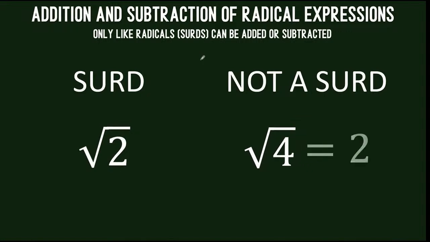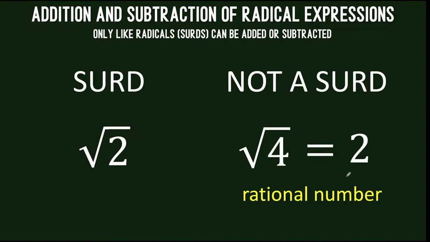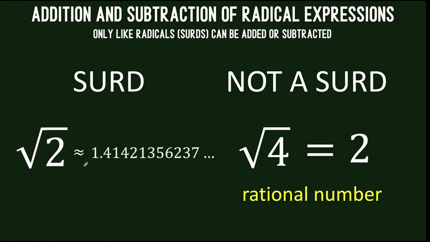What's the difference between the two? The square root of 4 is equal to a whole number 2, and 2 is a rational number. While the square root of 2 has an approximate value of 1.41421356237, and this is a non-terminating, non-repeating decimal. In other words, a surd is an irrational number, whereas some radicals, when simplified, become rational numbers. So those radicals that simplify to rational numbers are not surds, but those radicals that are irrational are the surds. And in addition and subtraction of radicals, we are adding the surds.